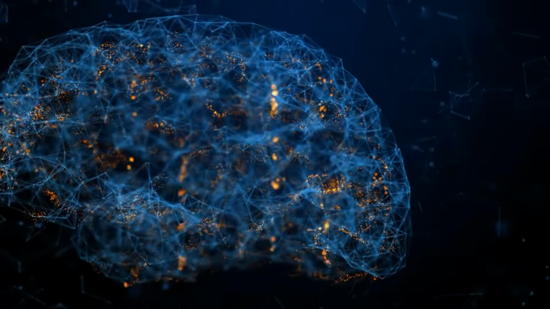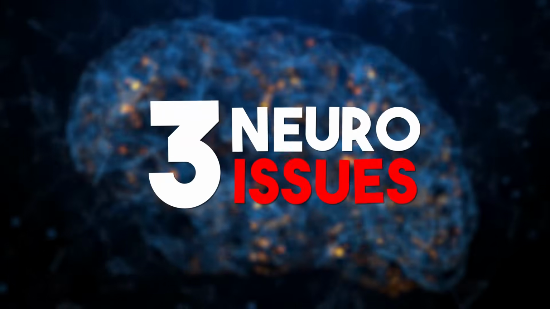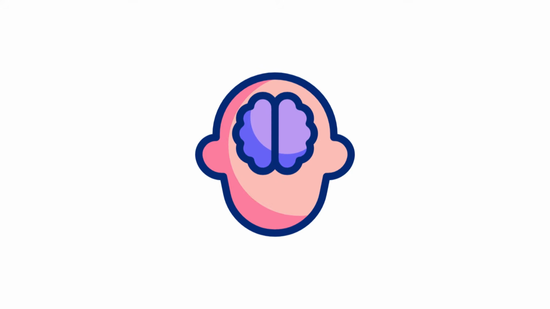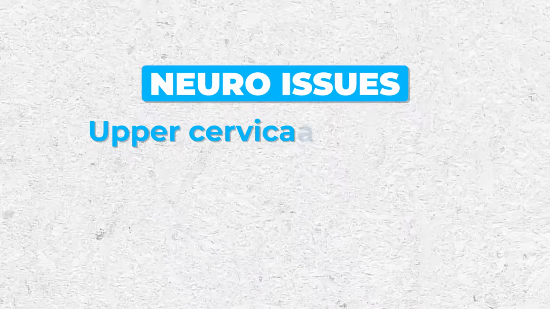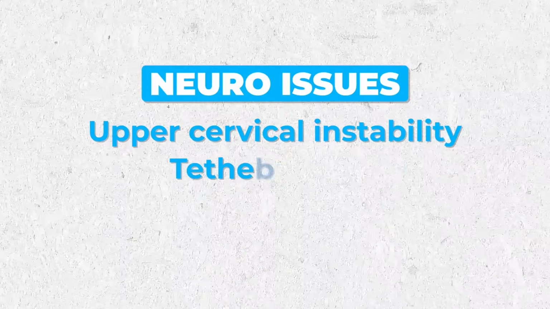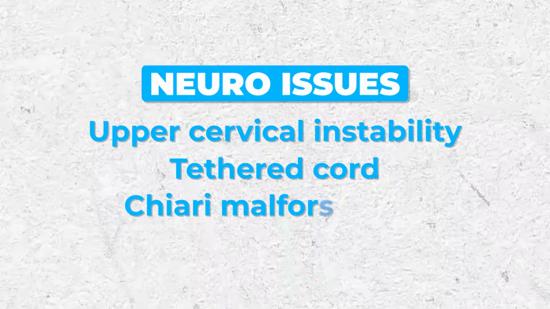Today we're going to be talking about 3 of the most common neurologic complications that are sometimes seen in people who live with EDS and HSD. And these are upper cervical instability, tethered cord, and a Chiari malformation.